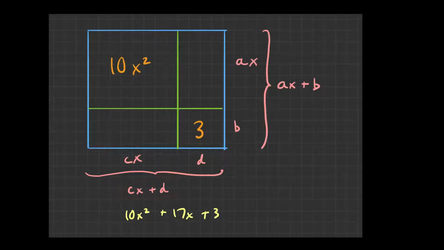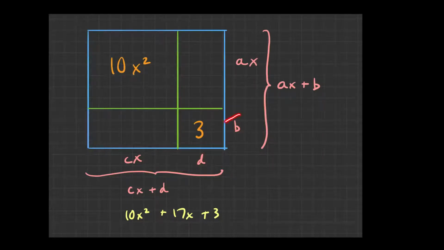So I've gone ahead and I've placed the 10x squared here. That way I know that all of my x's are going to be from here to here and from here to here. So that's where all my x's go. So I've got my cx and I've got my ax here. Okay? And then my constants are right over here, which means that I've got a constant here. So d is my constant, b is my constant.